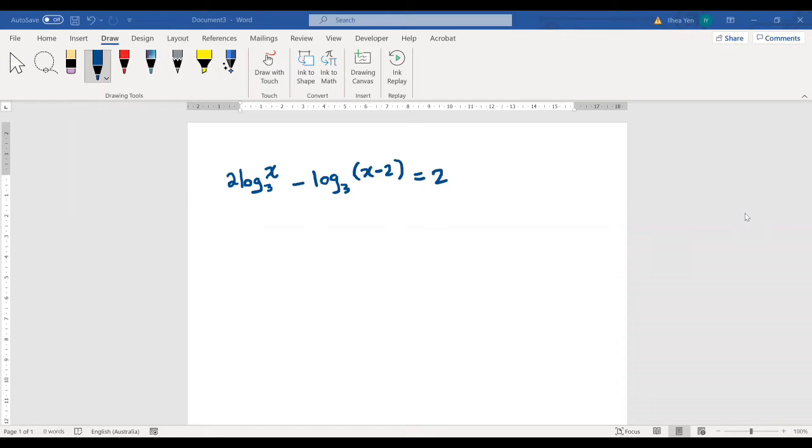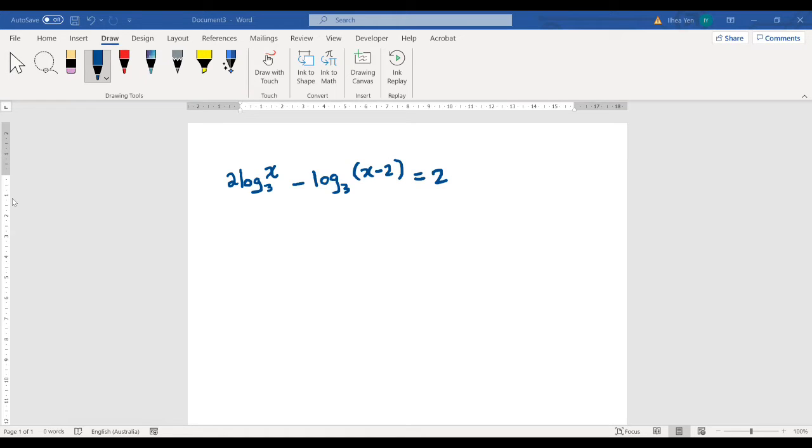Hi guys, I'm just going to do a log equation today, just one question. The question is: find the values of x. It's not just one value, but values. The equation is 2 log base 3 of x minus log base 3 of (x minus 2) equals 2, and we have to find the values of x.